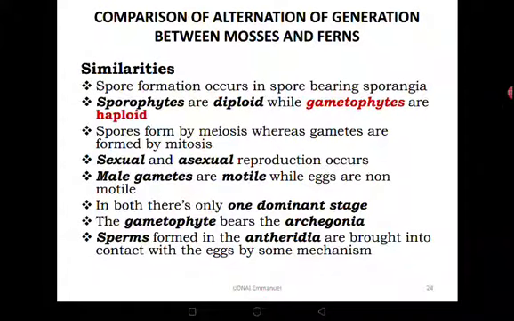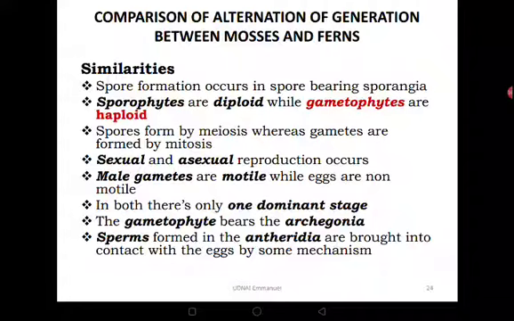Yes. Now we have compared the plants, the moss and the fern, but I also want us to compare the alternation of generation between these two plants. Is it the same? These life cycles, are they the same? There are some similarities, but there are also some differences. Let's go through them faster. The similarities: spore formation occurs in the spore-bearing sporangia. So the spores are produced from the sporangia in both of them.